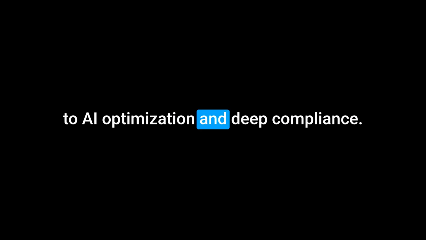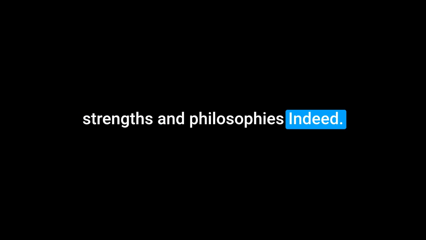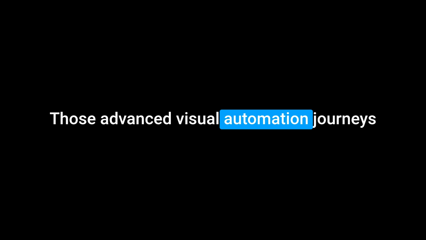We certainly have, from drag-and-drop basics to AI optimization and deep compliance, Aweber versus Benchmark. Two very capable platforms, but with really distinct strengths and philosophies. Indeed. While both nail the core email marketing needs, Aweber is clearly leaning into direct monetization and being a comprehensive online presence hub: e-commerce, link in bio, web push, plus that deep AI layer for optimization and the huge focus on accessibility. And Benchmark? Benchmark shines with its massive integration list, those advanced visual automation journeys with pre-built templates, strong core deliverability features like dedicated IPs. Their AI is strong too, but more focused on that initial content generation boost.